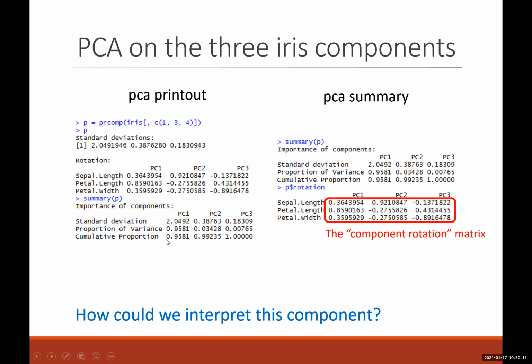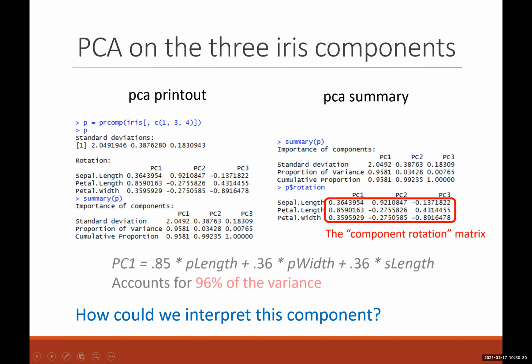All right, so that is the summary of the principal component analysis. Then if we run the summary of P again, we get that same information here. And if we just ask for the rotation separately, P$rotation, we once again get this rotation matrix. Now, the rotation matrix is not something that we're going to interpret.